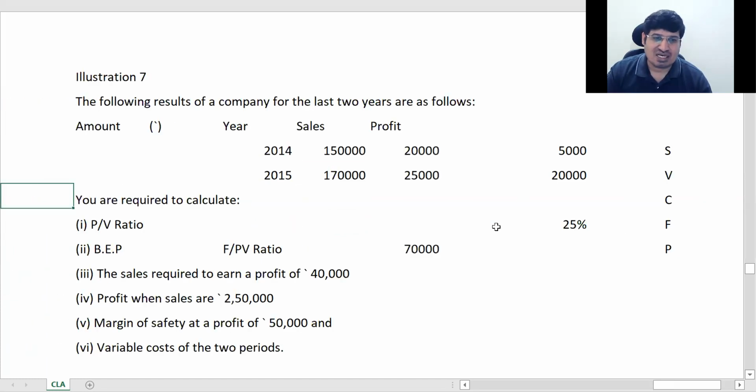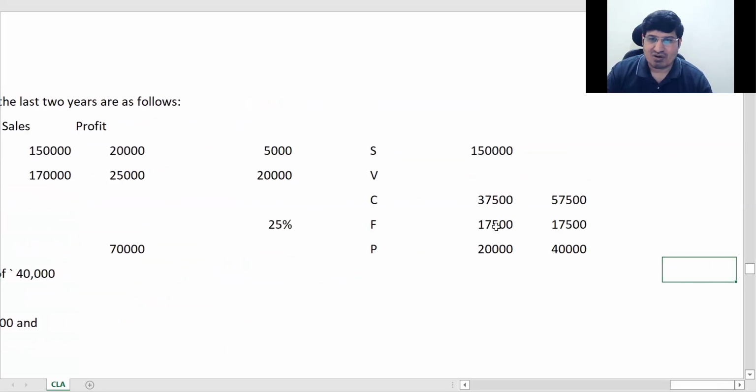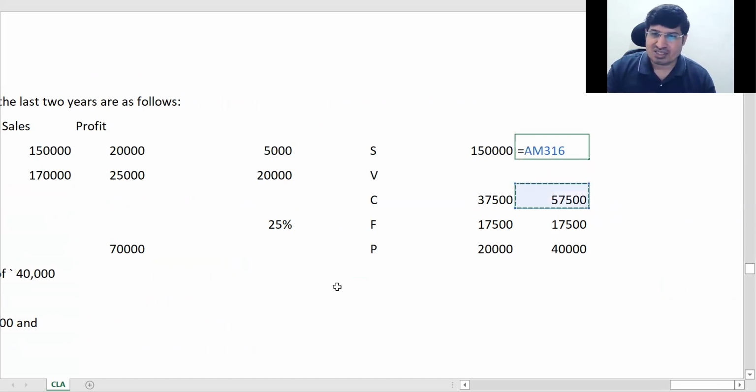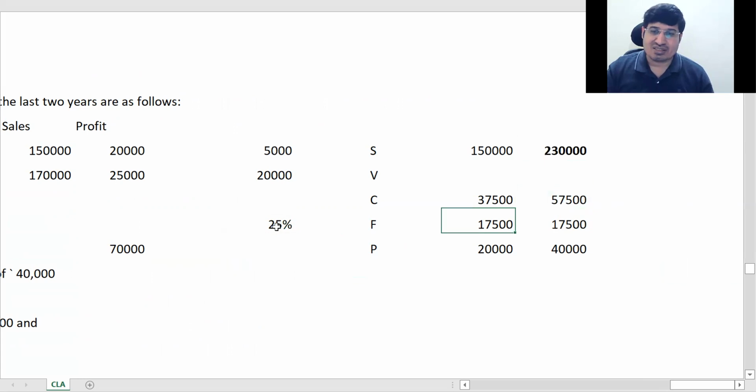Achha, what has he asked here? Sales required to earn a profit of 40,000. So now again, what I have to do, I showed you previously that sales into PV ratio is contribution. So sales is equal to contribution upon PV ratio, that is, desired contribution upon PV ratio. This gives you your sales. This is your second answer, 3.